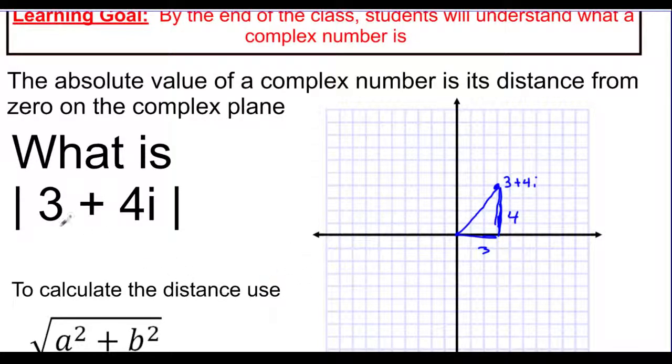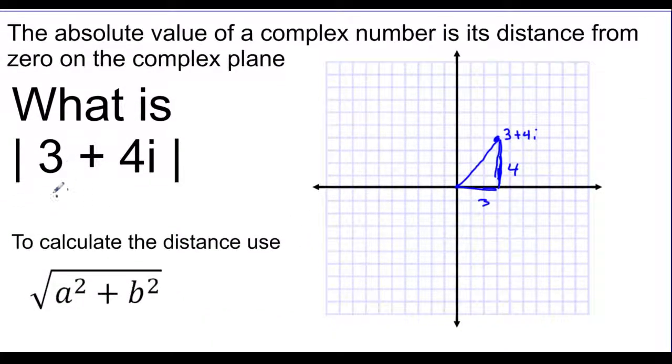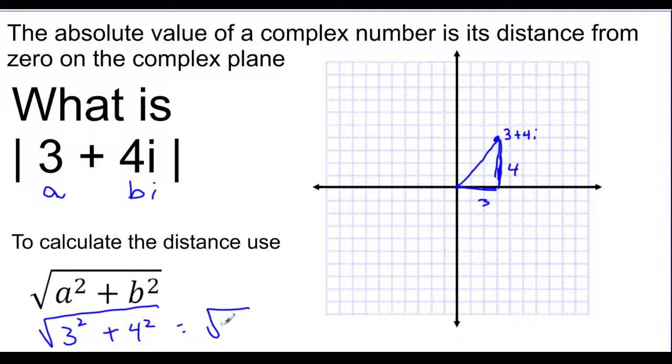can't measure directly. So for this particular problem, the a value is the 3, so it's 3 squared. The b value has nothing to do with the i, it's the number that's in front of i. So that's the positive 4, so it's 3 squared plus 4 squared, and I'm going to put a big square root over that. So 3 squared is 9, 4 squared is 16. 9 plus 16 is going to be the square root of 25.